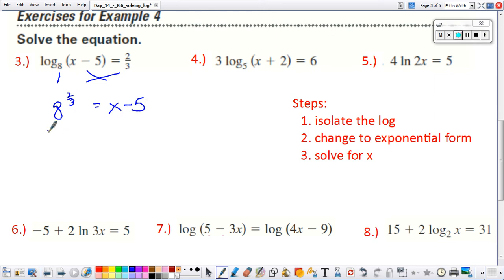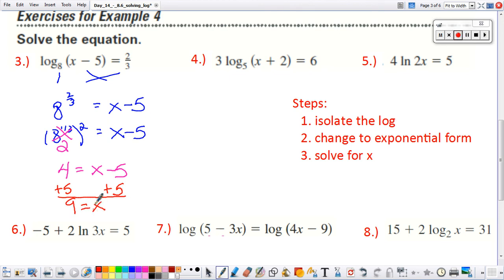Let's simplify 8 to the 2/3. I can split up that exponent to 1/3 times 2. So now 8 to the 1/3. What times itself 3 times is 8? This is going to be a 2, and then 2 squared is 4. So we're going to add 5, and we get 9 equals x. When you plug 9 in here, will this be positive? 9 minus 5? Yes, so 9 is our answer.